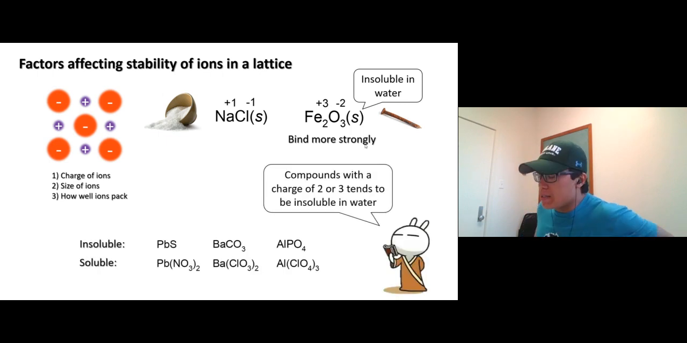Now I'll give you some more examples. Here we have the soluble compounds: lead, barium, and aluminum with anions that are -1, nitrate, chloride, perchlorate. But sulfide and carbonate are -2, and phosphate is -3. Usually compounds with charges of 2 or 3 tend to be insoluble in water. These top 3 are insoluble in water. That's charge. But again, charge is sometimes really hard to predict.